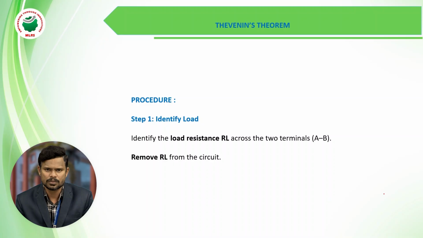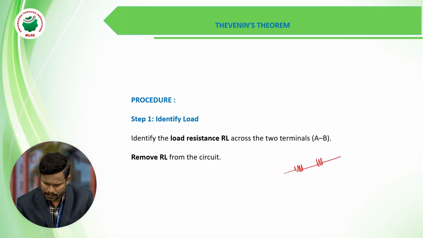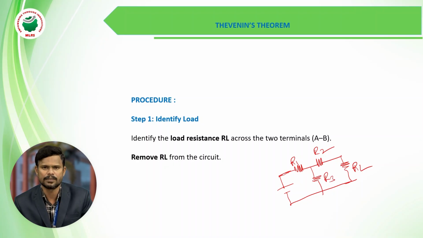For any given circuit, the procedure is, first of all, we identify the load resistor from the given circuit. For example, if the given circuit consists of 3 resistors, a single source and a load resistor. This load resistor is called RL. These resistors are R1, R2, R3. This is the given circuit.